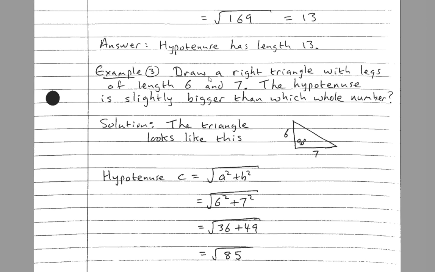Example 3: draw a right triangle with legs of length 6 and 7. The hypotenuse is slightly bigger than which whole number? Okay, so we can draw the triangle. Draw it this way around or the other way around, it doesn't matter, but the two sides on each side of the right angle have to be 6 and 7.